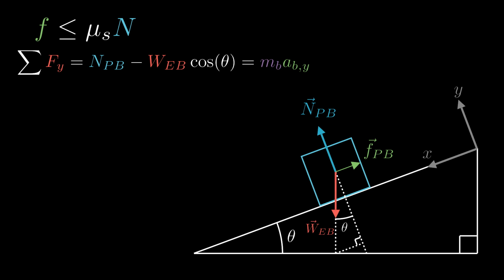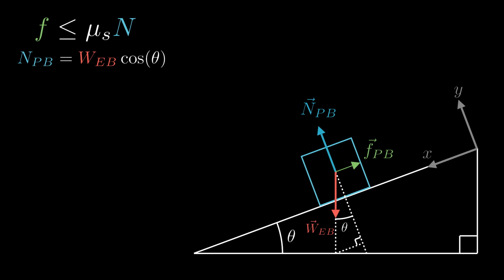Since the block isn't accelerating in the y direction, and because the normal force can hold up the block, we can set the y acceleration equal to 0. Doing this allows us to solve for the normal force.